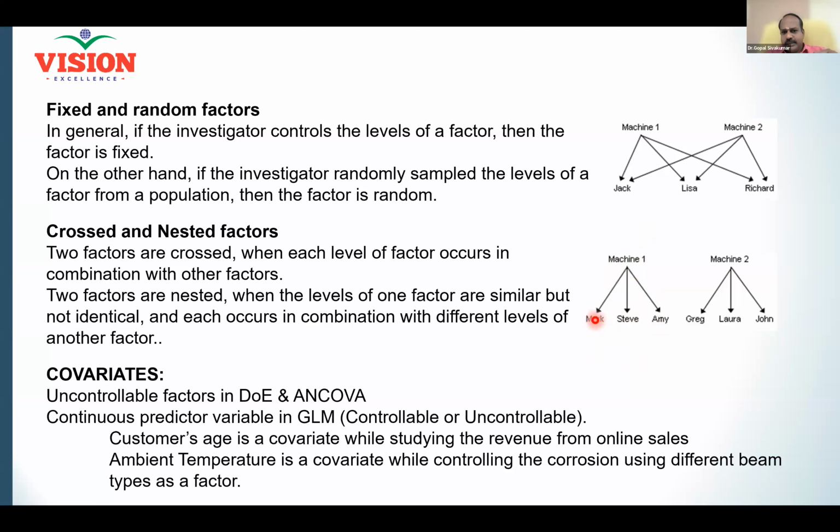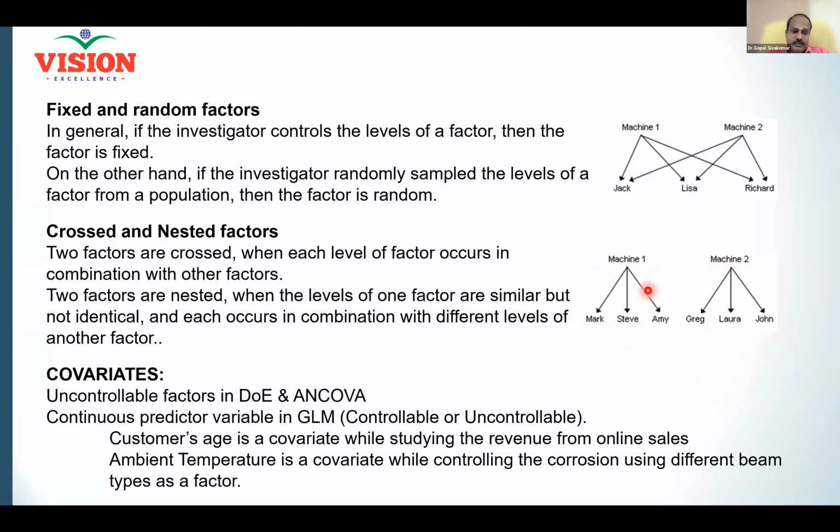Now, for machine number 2 also, if I use the same operators, Mark, Steve, and Amy, the factor is considered to be a crossed factor, because the levels are the same. But machine number 1 and machine number 2 are different. But there is one more possibility. I run machine number 1 by three operators, and another three operators will be used for running machine number 2. That means the factors are nested.